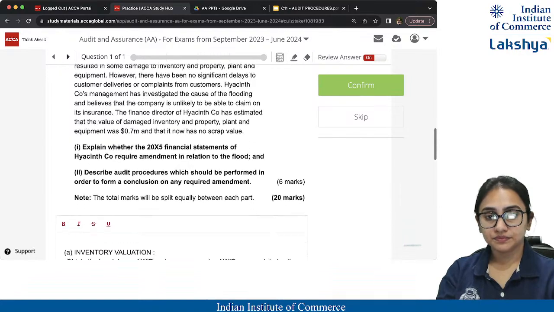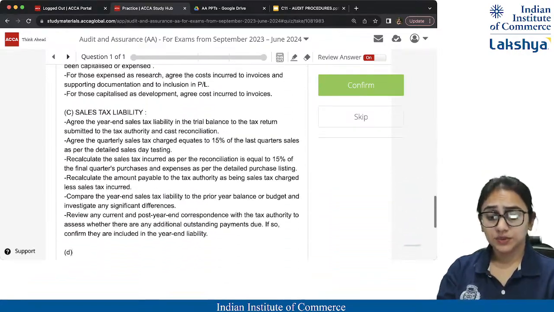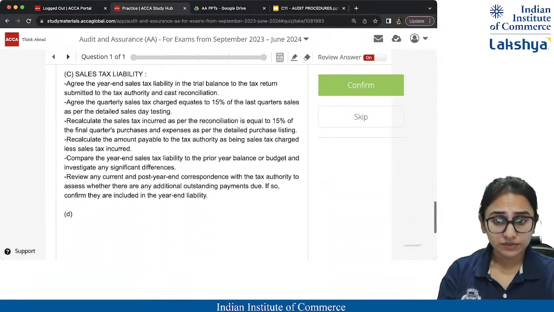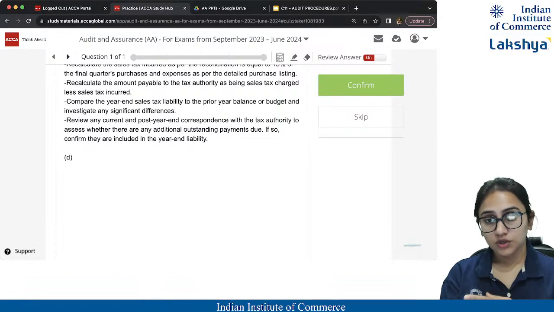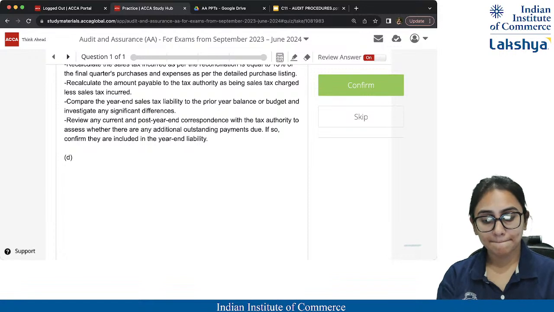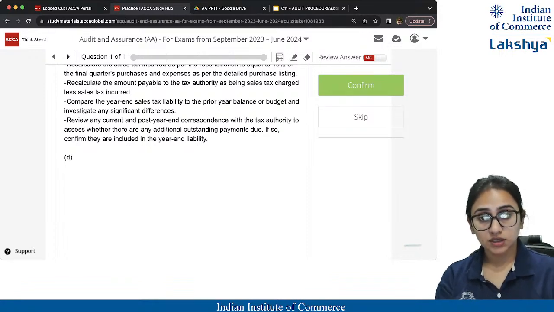So it's a subsequent non-adjusting event because it's a flood, and if you had known about it before, you would obviously have worked hard so that the flood had not occurred. So the first thing is that it is a subsequent event.